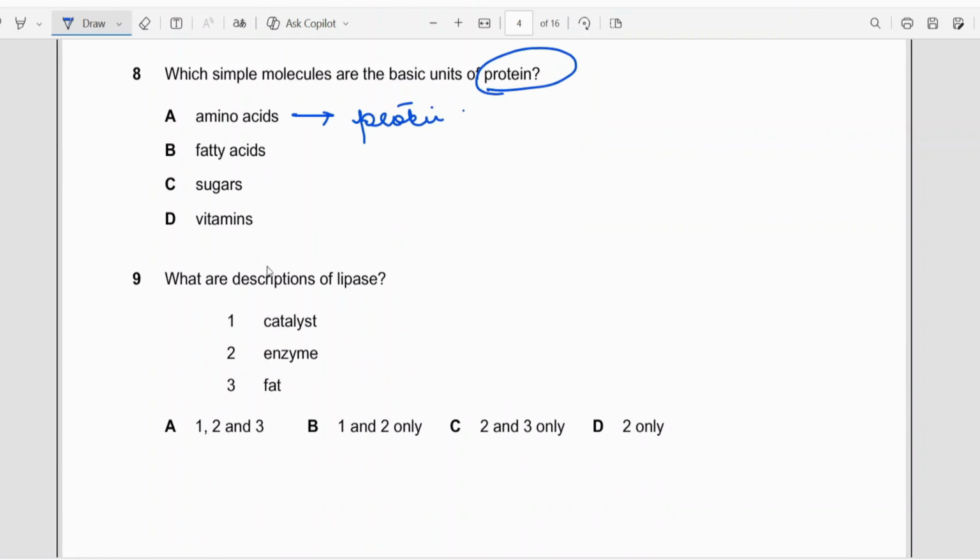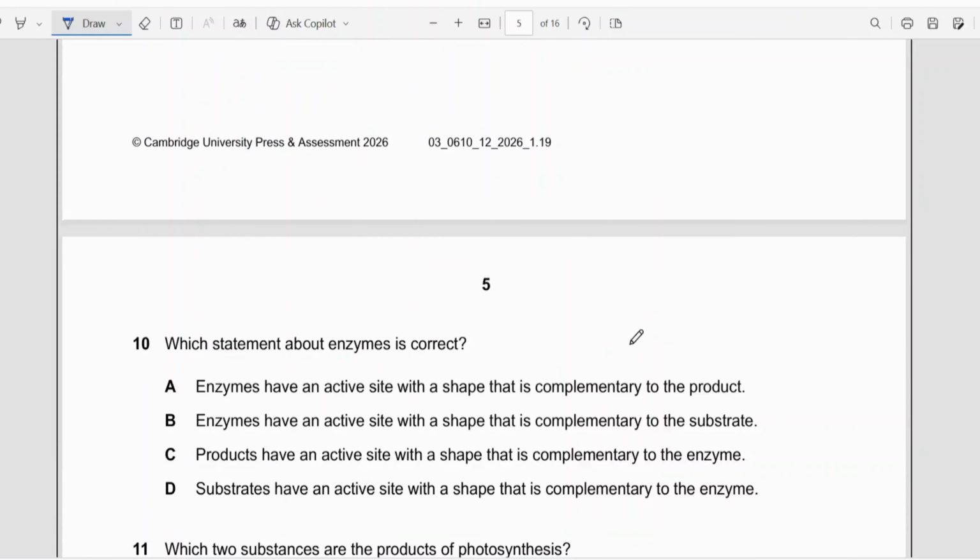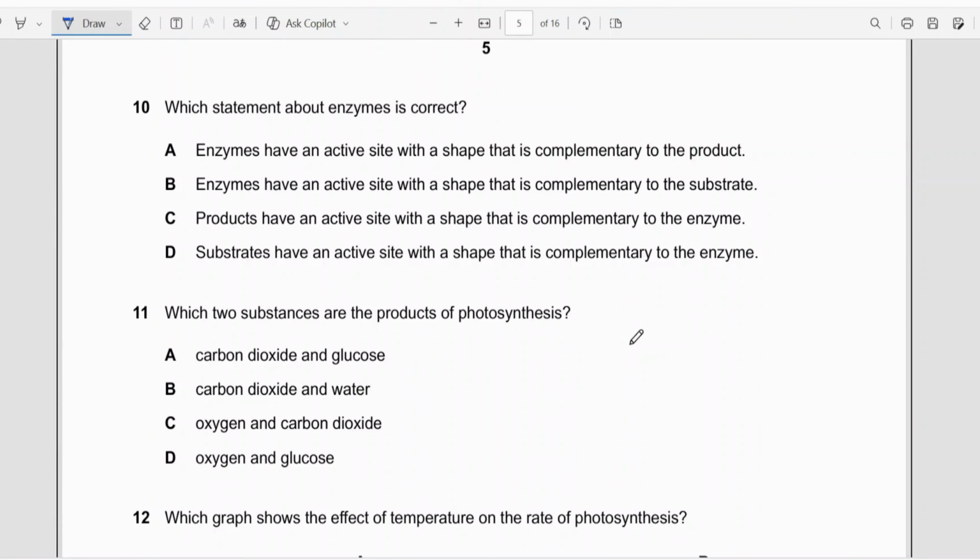Great. Okay, what is the description of lipase? Lipase is a catalyst. It's an enzyme as well. It's not a fat. Next one. What statement about enzymes is correct? All enzymes have an active site with a shape complementary to the substrate.